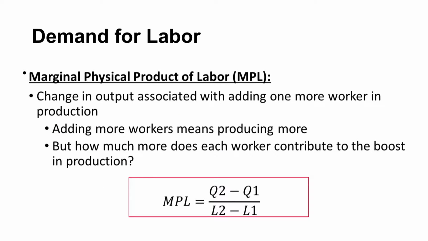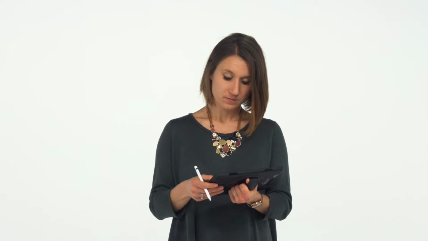So when we look at marginal physical product of labor, we're looking at the change in output associated with adding one more worker in the production. So we know that if we increase one of our inputs of production, we're going to increase our output. The marginal physical product of labor is looking at specifically by how much does production increase for one additional worker. So how much more does one worker contribute to overall production?